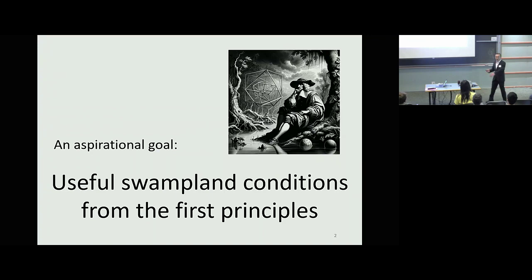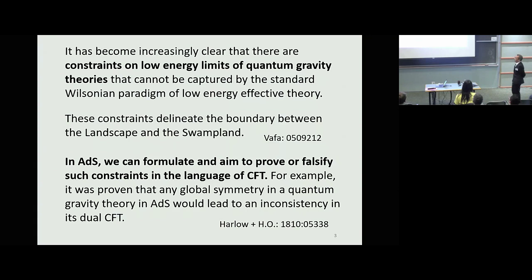As I said, it has become increasingly clear, and I think we all agree, that there are non-trivial constraints on low energy limits of quantum gravity that cannot be captured by the standard Wilsonian paradigm of low energy effective theory. Swampland is the idea to delineate between the landscape and the swampland, to determine the boundary between them. When we say derive, of course, we need to understand the ultraviolet completion. AdS3 is one of the places where we can actually hope to have a derivation from fundamental principles, and that's what I would like to do today. In AdS, we can formulate and aim to prove or falsify such constraints in the language of CFT.